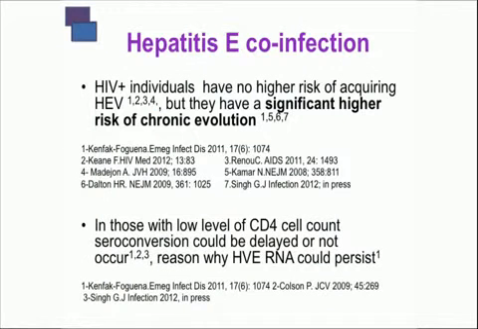So maybe HIV individuals have no higher risk of acquiring hepatitis E, but they have a significantly higher risk of chronic evolution. This is the difference. And maybe in those with a low CD4 cell count, seroconversion could be delayed or never occur. That's the reason why the RNA could persist and lead to chronic infection and cirrhosis.